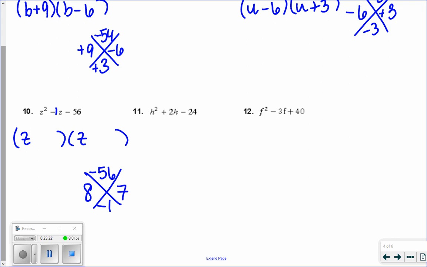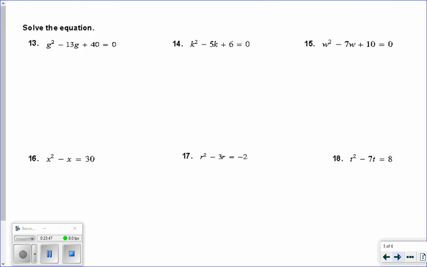And of course the 8 has to be negative if our difference was a negative 1. So our magic numbers are negative 8 and a positive 7. And those are the factors. And again, any one of these you could be foiling to check, just to make sure that it works. Okay. So I'm going to let y'all finish those off if you want a little extra practice, and then you can check them.